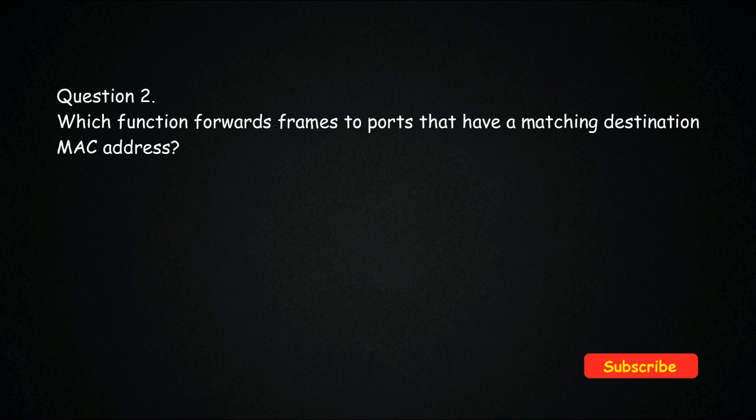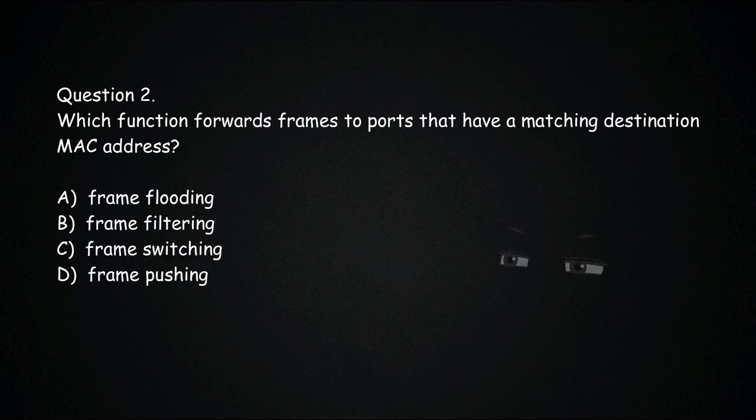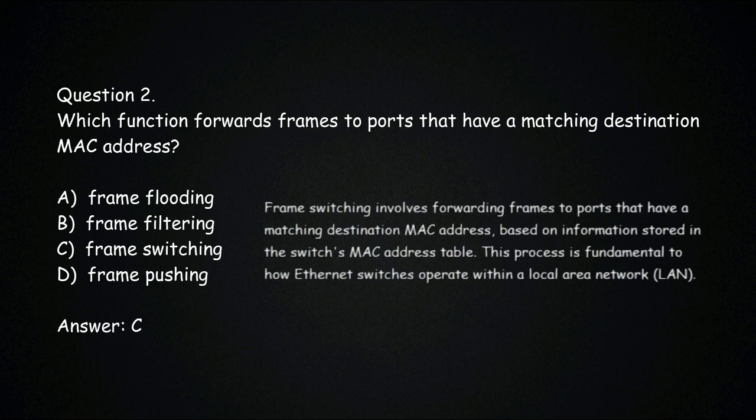Question 2. Which function forwards frames to ports that have a matching destination MAC address? Options. Correct answer is C. Frame switching. Frame switching involves forwarding frames to ports that have a matching destination MAC address, based on information stored in the switch MAC address table. This process is fundamental to how Ethernet switches operate within a local area network.